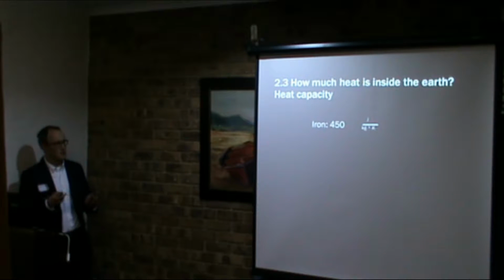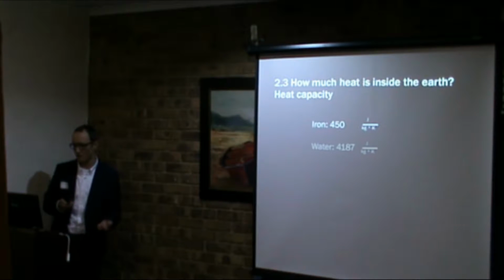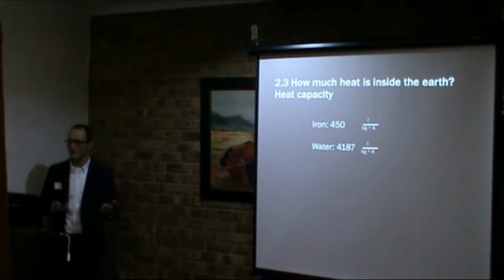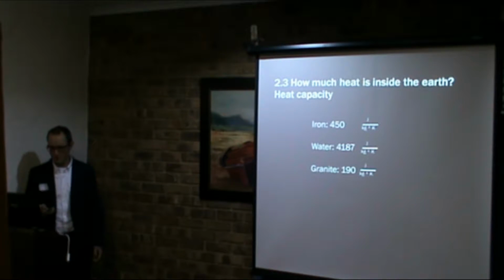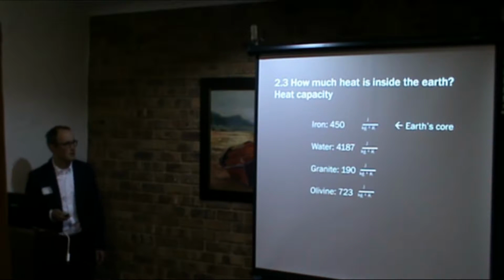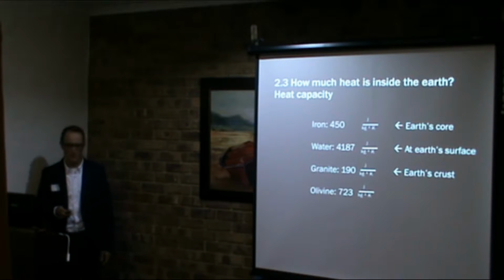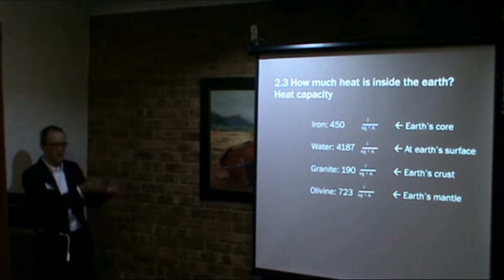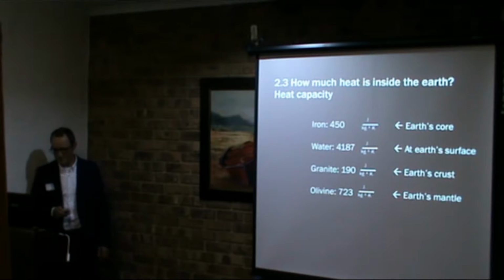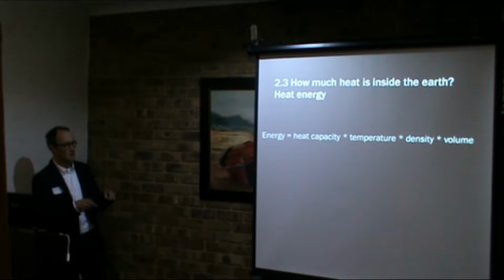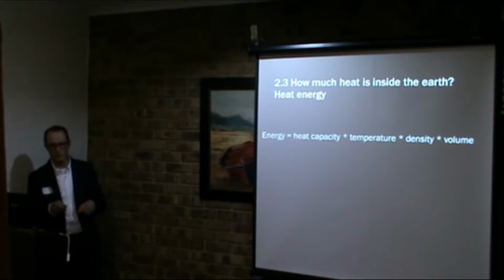Heat capacity is a property of a material. Iron has a heat capacity of 450. Water can hold almost 10 times as much heat per kilogram. Granite is a little bit less, and olivine is a bit more. Why these materials? Well, this is inside the Earth's core, this is at the Earth's surface, this is the Earth's crust, and this is inside the Earth's mantle, mostly. It's a bit of a mixture, but basically this is it. So, when you want to know the energy, it's the heat capacity times the temperature times the density times the volume.